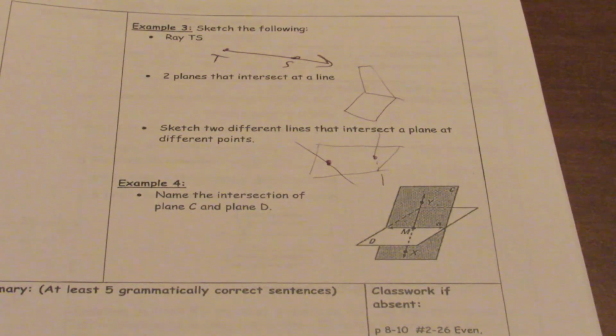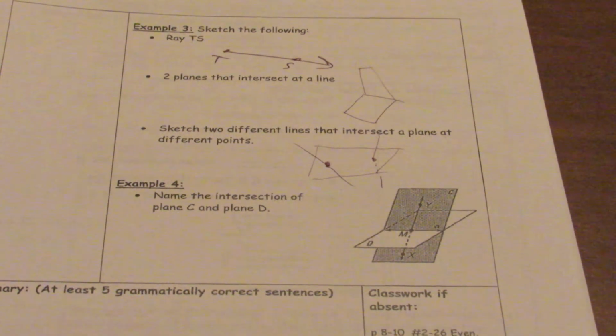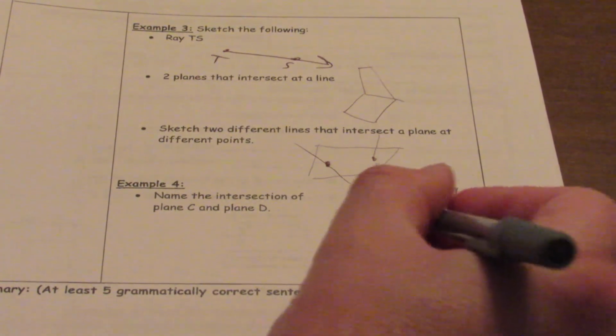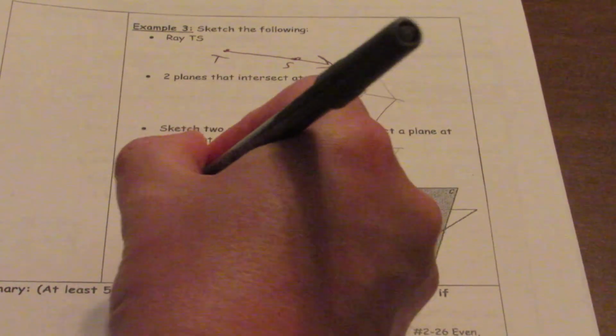And then our final thing, name the intersection of planes C and D. Intersection of a plane should always be a line. So I'm looking at this line here. There's only one point they show me on that, so I have to name that line A.